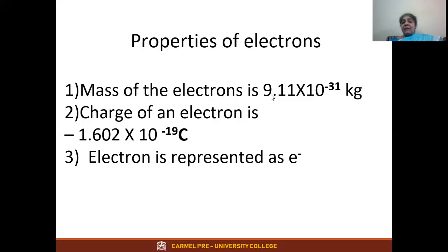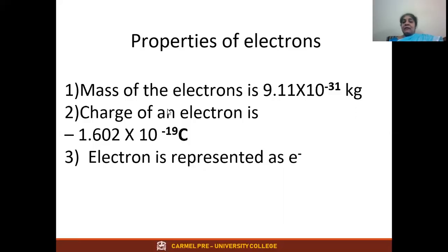You need not byheart these values. Wherever you need to use the mass of electron and charge of electron in a problem, definitely it will be given in the problem. So you need not byheart these values, but you should know what the mass of an electron could be, what the charge of an electron could be. Just for the information's sake, you need to know, but please don't byheart. Definitely, if it is required in the problem, it will be given in the problem itself. So, these are the properties of electron. Three important properties of electron.